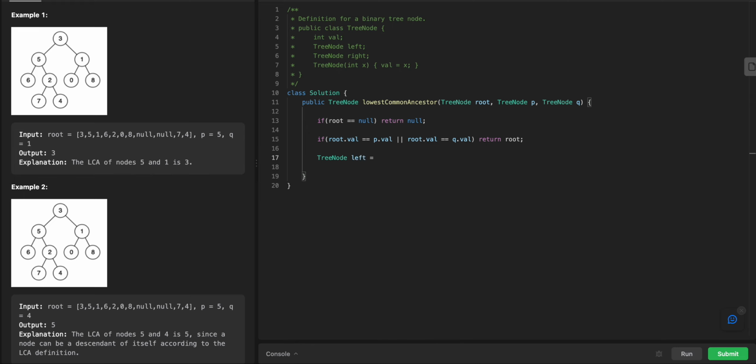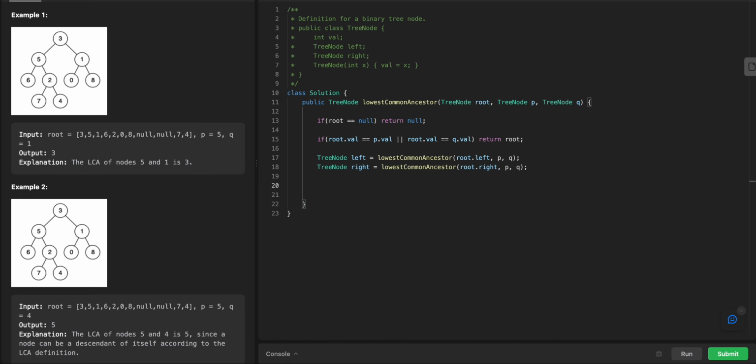So we'll have to check the left subtree, so we will make a recursive call to the function. Root.left, so we go to the left, and we send p and q as well. So we first check in the left, and then we do the same thing for the right: lowestCommonAncestor(root.right, p, q), right?